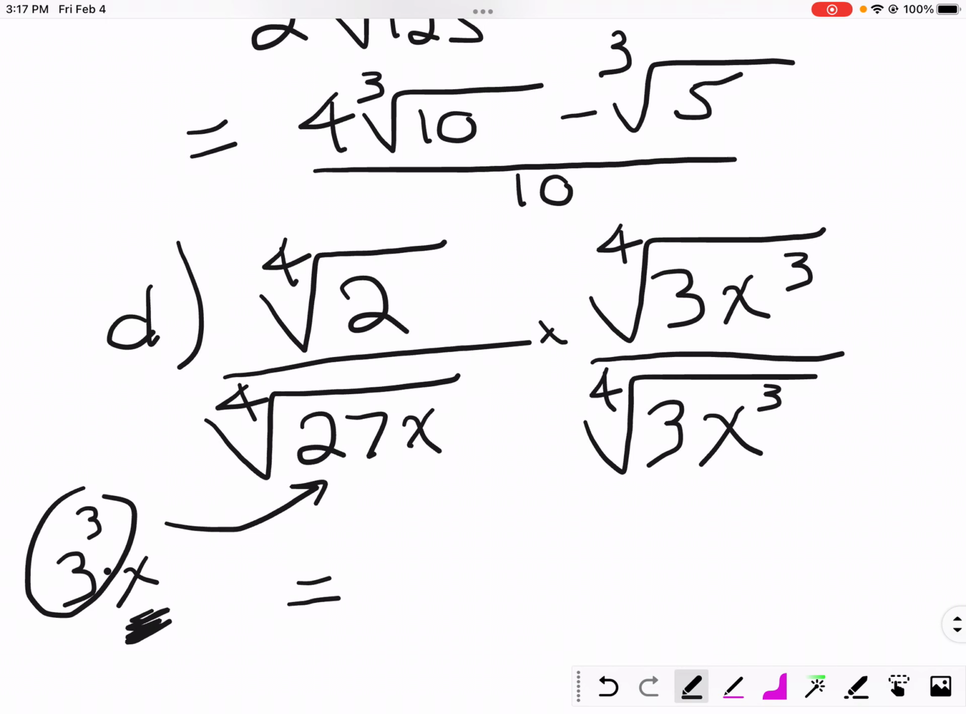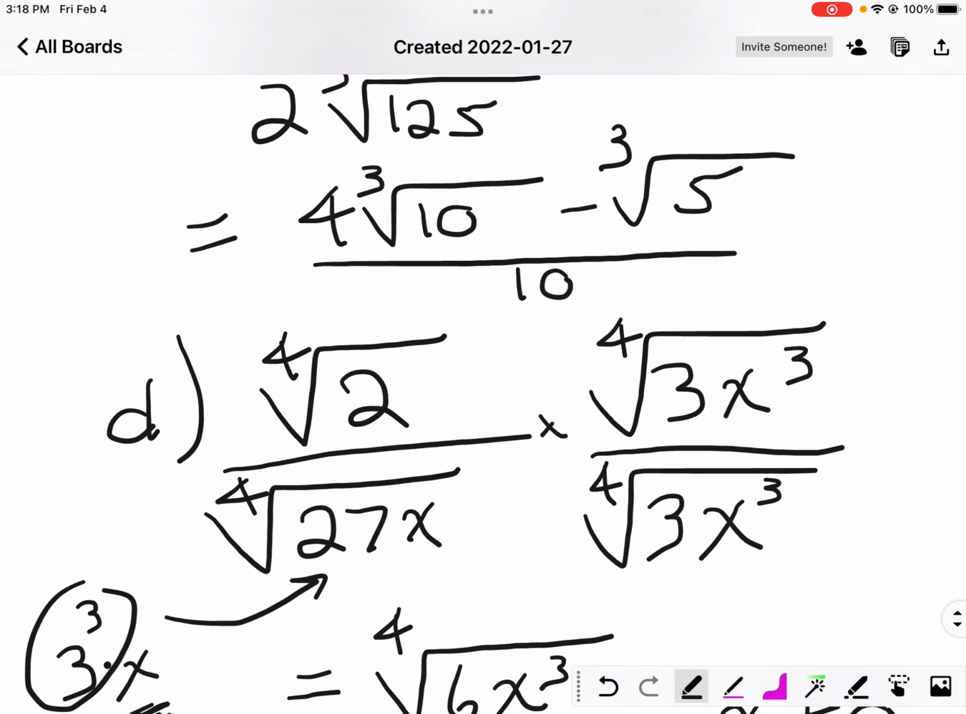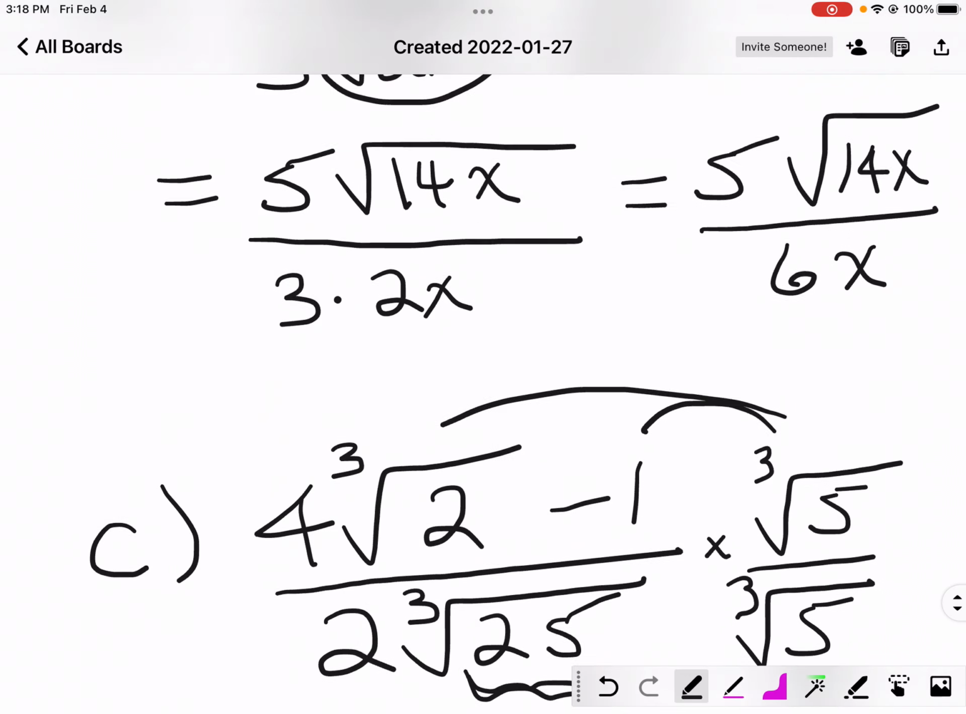Once I figure out what's in the bottom, the same goes in the top. This one isn't so bad. The top is going to become the 4th root of 6x cubed. And the bottom is going to be the 4th root of 81 and the 4th root of x to the 4th, which is that. And we're done. By the way, notice in this one, x can't be 0. We have an x in the denominator, and I think that happens somewhere else as well.